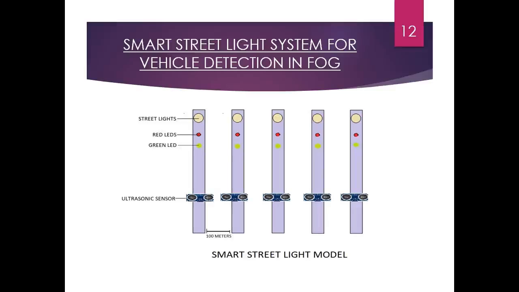So this is the smart street light system for vehicle detection in fog. Here an ultrasonic sensor along with one green LED and one red LED is installed in each of the street lights. The ultrasonic sensor is used to detect the vehicles in the presence of fog, and the green and the red LEDs are used to convey the information whether a vehicle is present or not in the presence of fog. So this is the basic model. Now we move on to the working of this model.